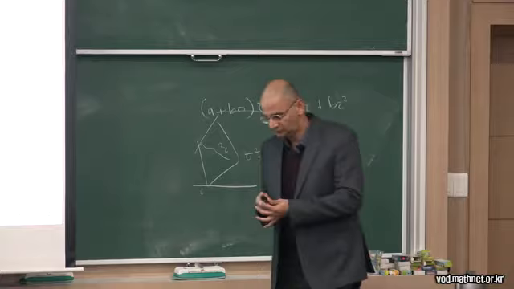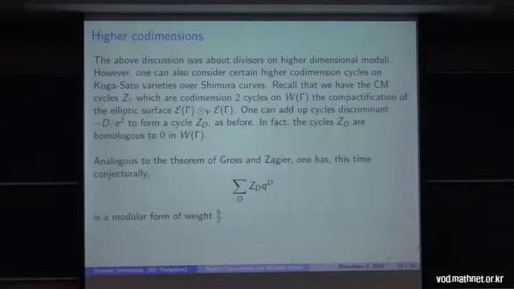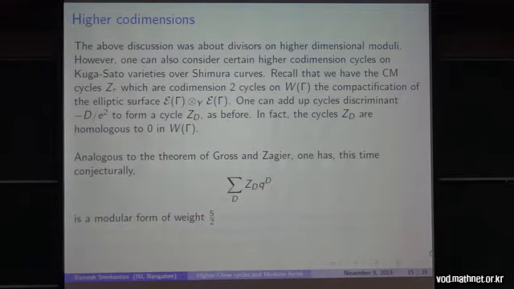Okay, we call them the CM cycles, right? One can add up the cycles of discriminant minus d squared by e to form a cycle Z_d as before, and the cycles Z_d are homologous to 0, as it turns out, so you don't have to subtract infinity. They're also interesting from other points of view: in algebraic cycles, people are interested in finding cycles which are homologous to 0 but not always algebraically equal to 0, and they give you examples of that. In fact, that's how they were first considered.